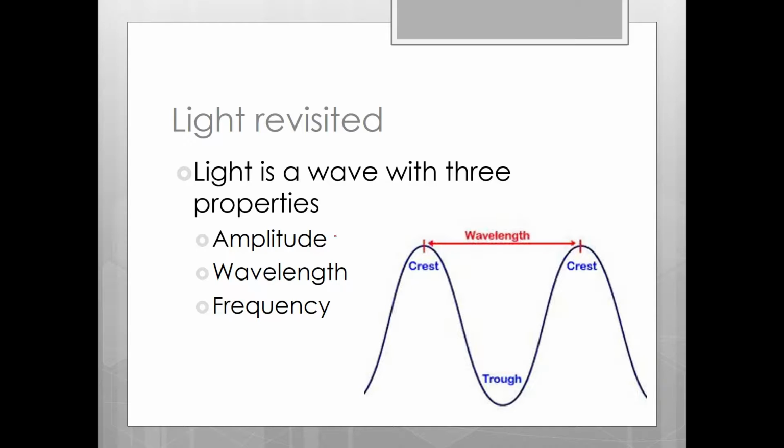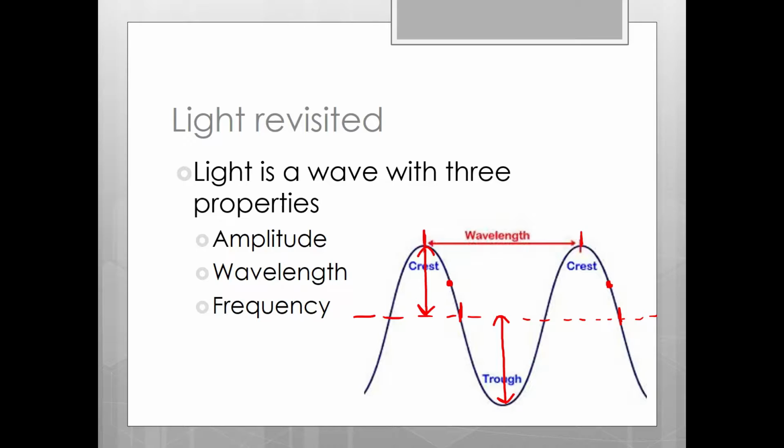Amplitude is just how, well, I should draw the resting position. Amplitude is just how high this crest is or how low this trough is. Okay. Wavelength is how long the wave is, or basically how long it is to go from one point of the wave to the next point of the wave. You can measure wavelength from here to here as well, or from here to here. Basically from one point of the wave to the next point in the next wave.